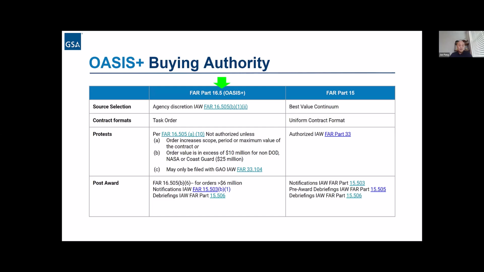And once the awards have been made, agencies do not need to provide notification and debriefings when FAR 16.505 orders are over $6 million. Under FAR 15, agencies must allow for pre-award notifications and debriefing if requested at any dollar threshold. While post-award debriefings are not required for OASIS Plus for orders less than $6 million, we recommend that it's a good practice as acquisition professionals to do so, to better help our industry partners understand what they did wrong and what they did right. So just something to keep in mind if you're the contracting officer managing the solicitation and award.